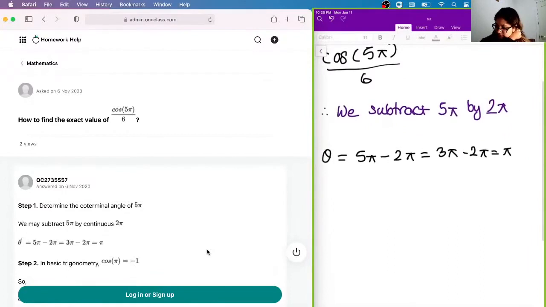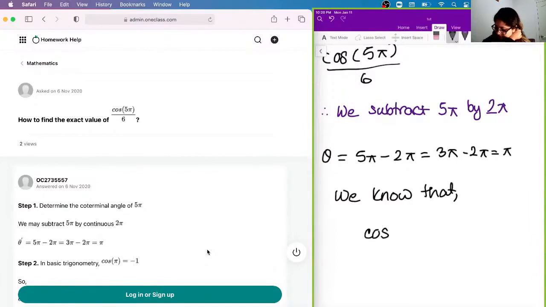And so in basic trigonometry, we know that cos of pi is equal to negative 1, right? So we can also say cos of 5 pi is also equal to negative 1.